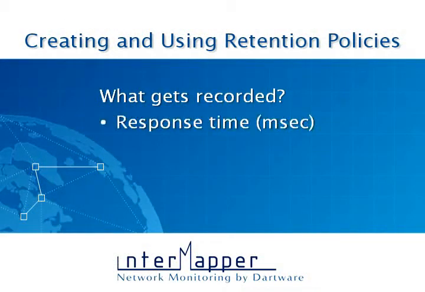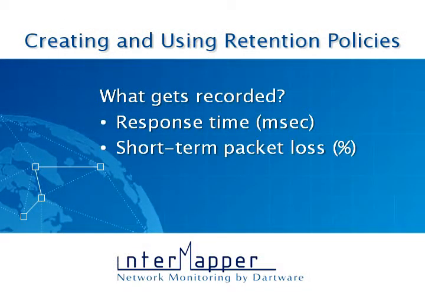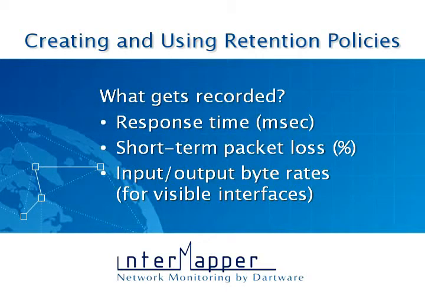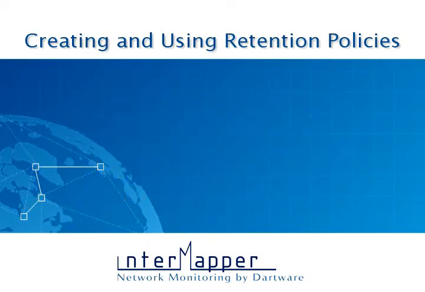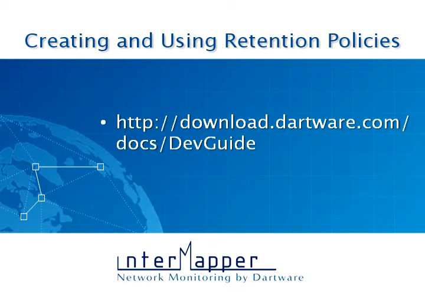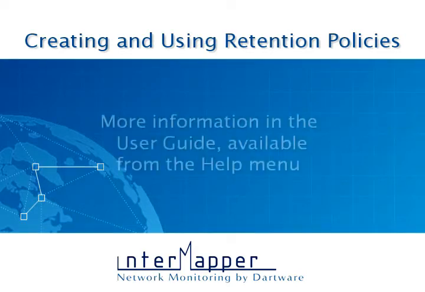For all probes, response time, short-term packet loss, and input and output byte rates for visible interfaces are recorded. If you develop your own probes, you can specify which other data gets recorded. For built-in probes, Dartware has chosen datasets that seem sensible to record. Information on what gets recorded in built-in probes and how to specify which data is recorded in custom probes is available in the Developer Guide.